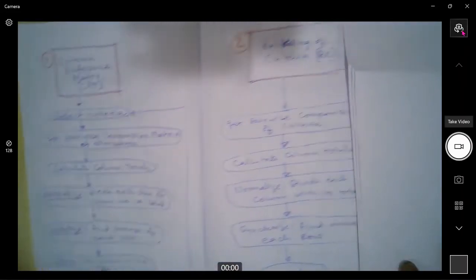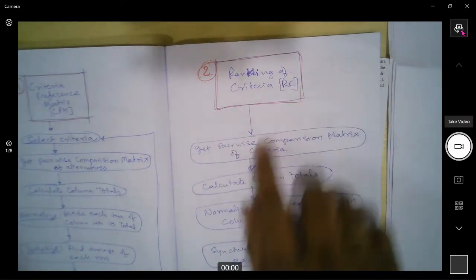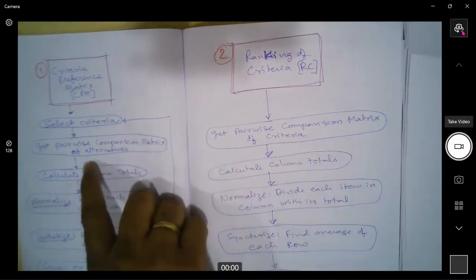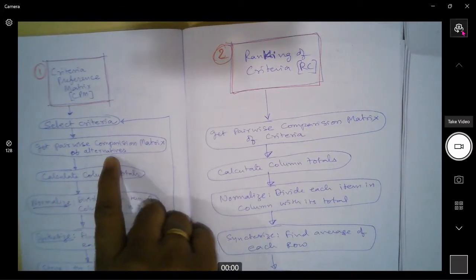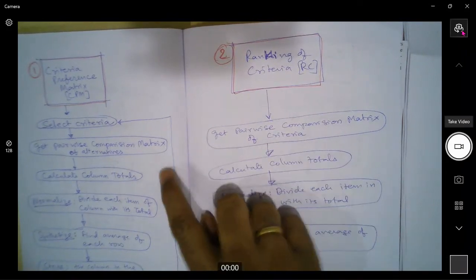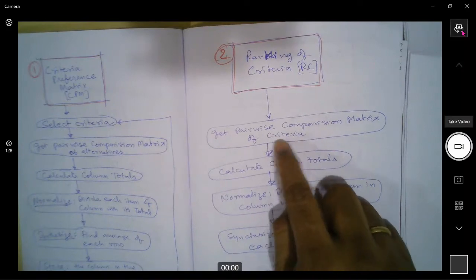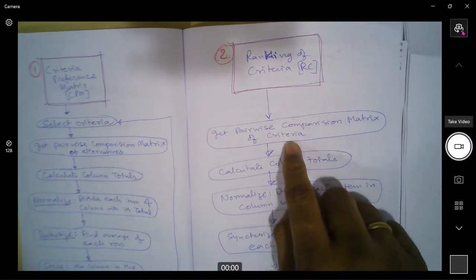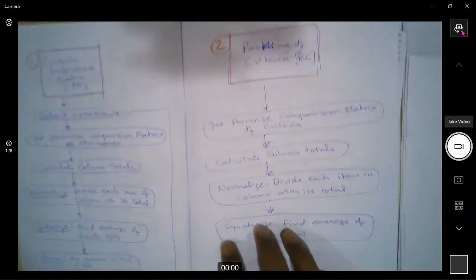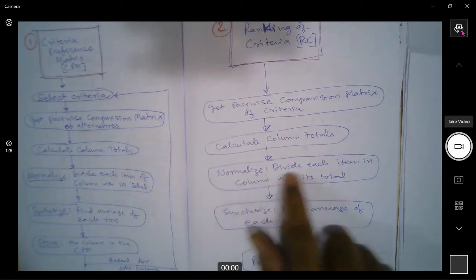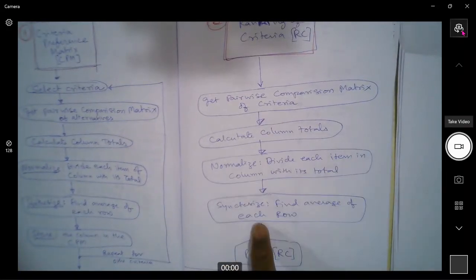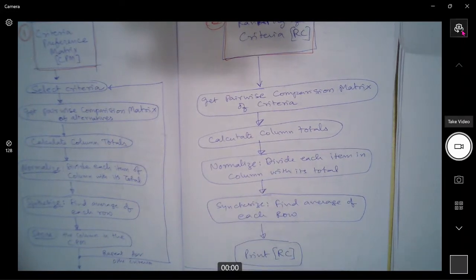Now coming to the second step, here you have to do ranking of criteria. Here we get the pairwise comparison matrix of criteria. Earlier there was a pairwise comparison matrix of alternatives, whereas here there's a pairwise comparison matrix of criteria. So both are comparison matrices only, but this one is for the criteria. Again, all this information will be given in the question. You have to choose properly which one you are selecting, then calculate the column total, then normalize, then synthesize. There is no looping here, there is only a one-time process. Then finally you get the RC.